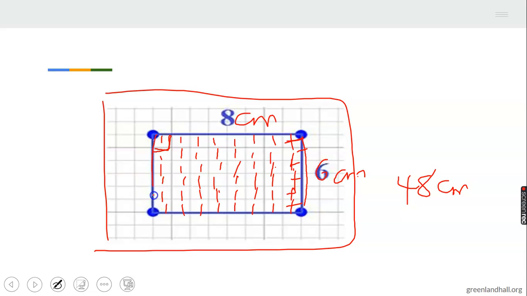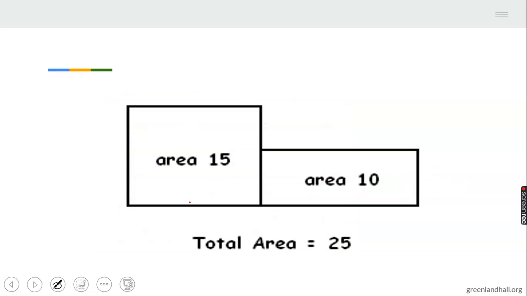So the area of this shape that you are seeing is 48 centimeter square. Because anytime we are calculating area, you must put square. So this is just to tell you what area is. The space that this shape has taken, the whole of this space is the area. Is that taken?